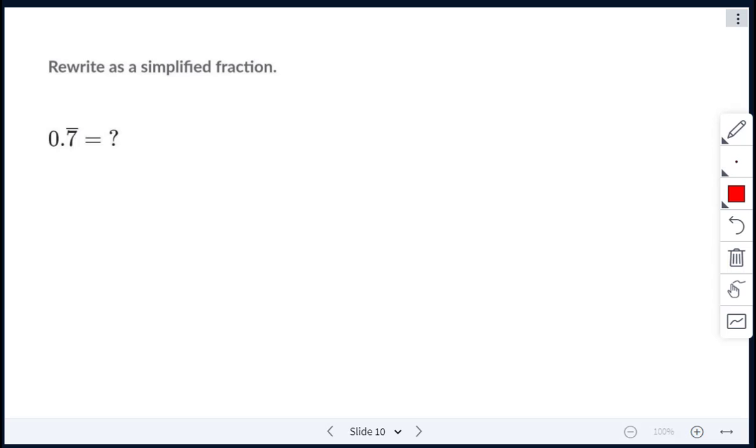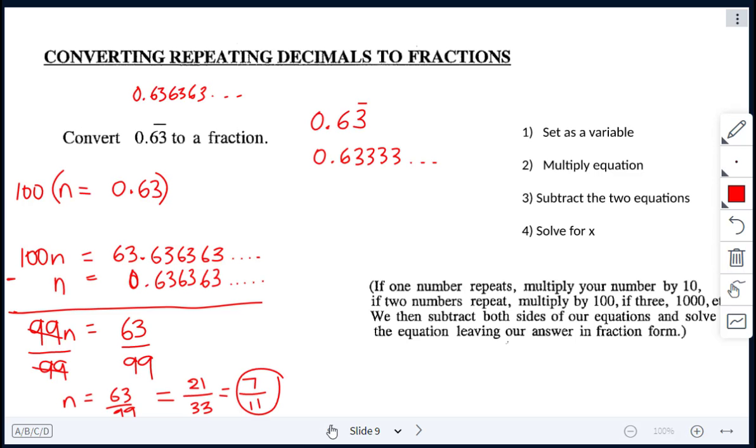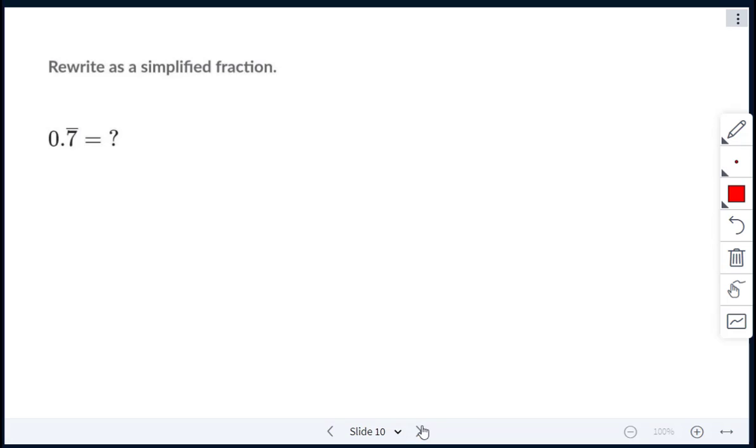All right, so let's try another example. We have another repeating decimal, and we want to put it in its fraction form. Our first step, and you can do this on your own or follow along, is to set it as a variable. We can use x this time. So x is equal to 0.7. We know this 7 is repeating, and that's going to be our first equation.